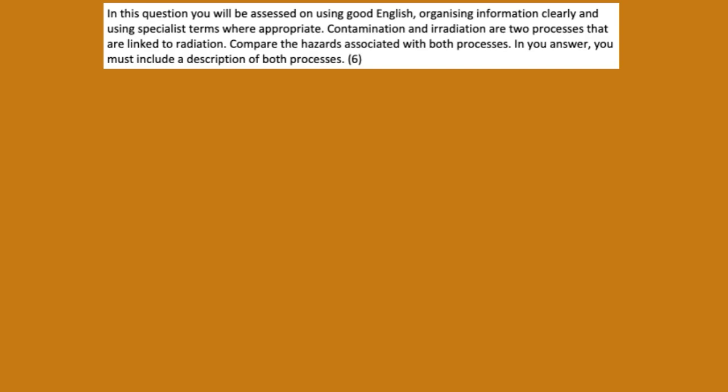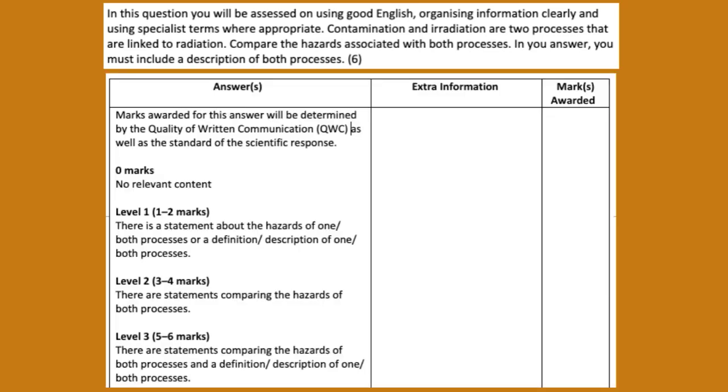In this question, you will be assessed on using good English, organising information clearly, and using specialist terms where appropriate. Contamination and irradiation are two processes that are linked to radiation. Compare the hazards associated with both processes. In your answer, you must include a description of both processes, for 6 marks.